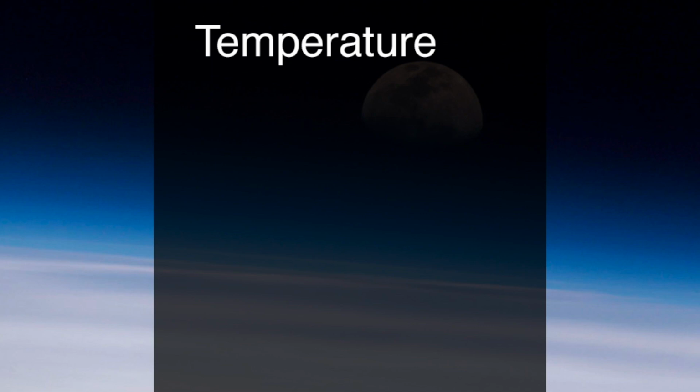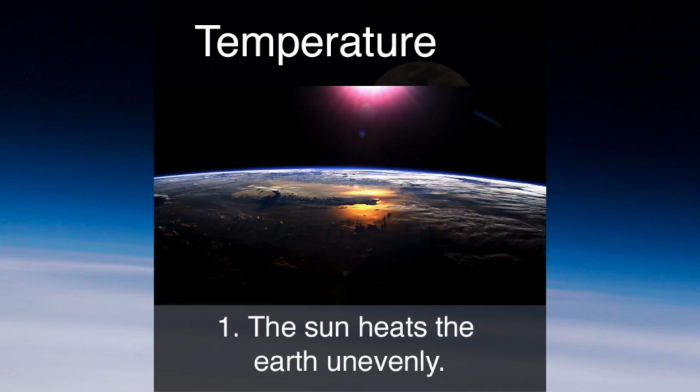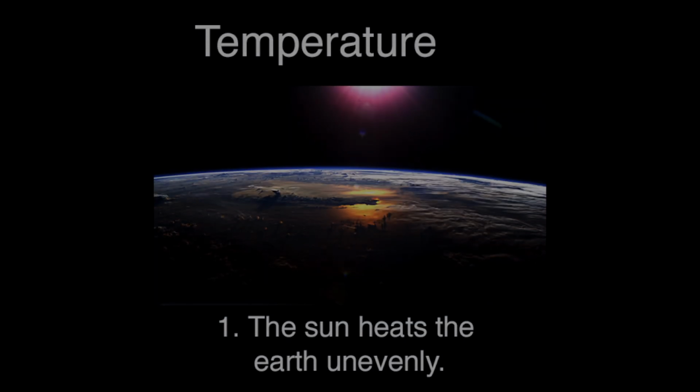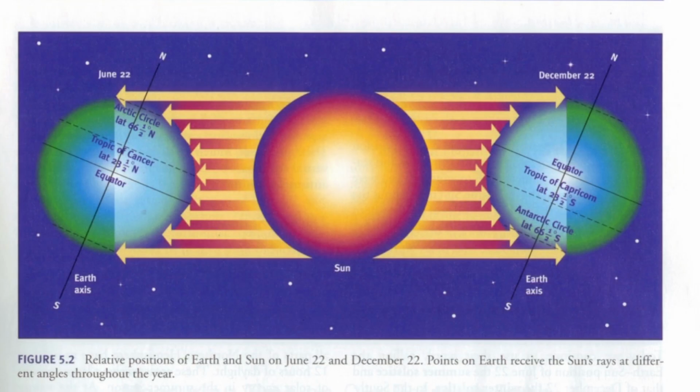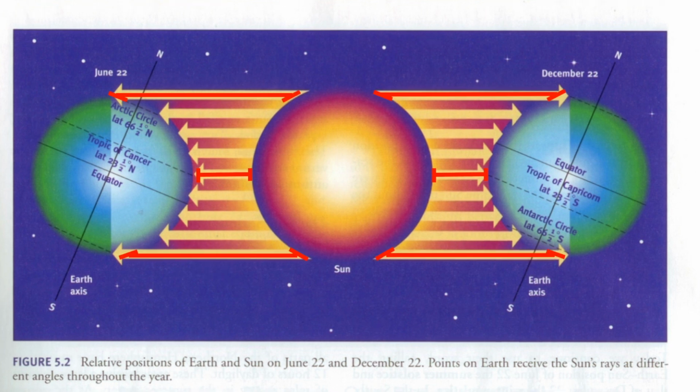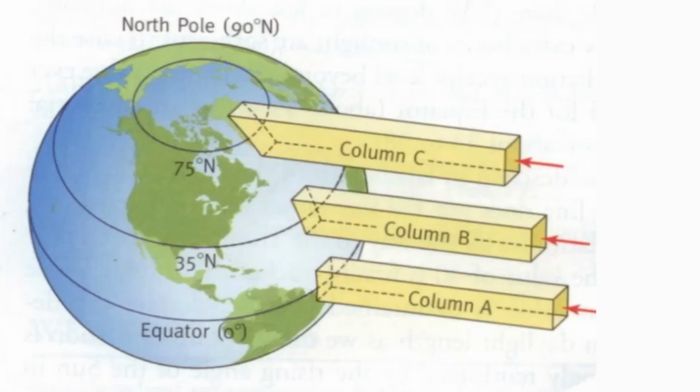Rule number 1 is that the sun heats the Earth unevenly. This slide shows solar radiation, the electromagnetic waves that carry energy from the sun to the Earth. Some of these rays hit the Earth perpendicularly, as near the equator, and some hit at a sharper angle, as near the poles. This slide explains how these different angles affect the heating of the Earth.